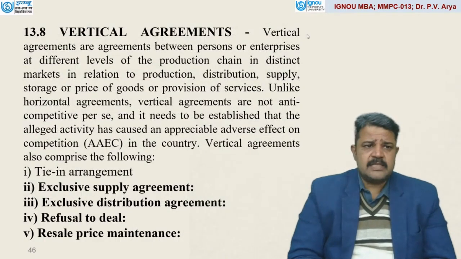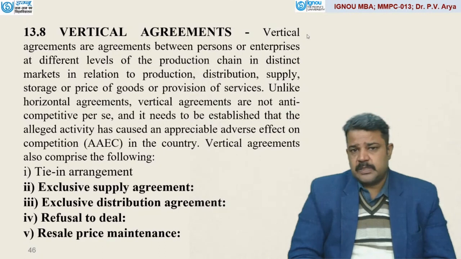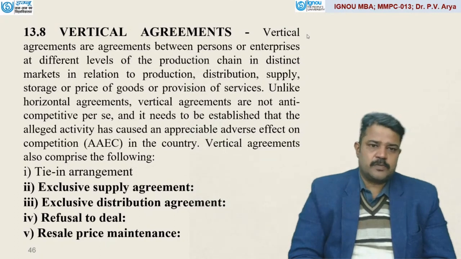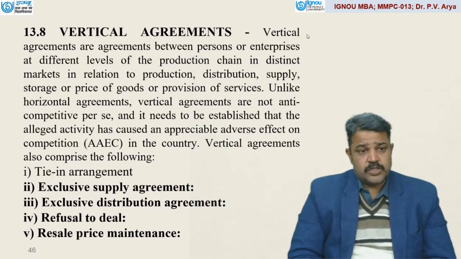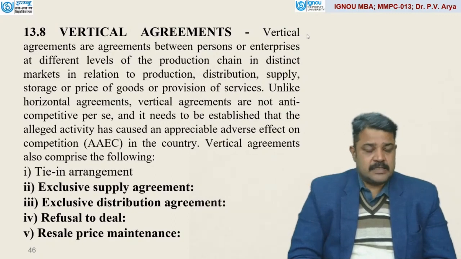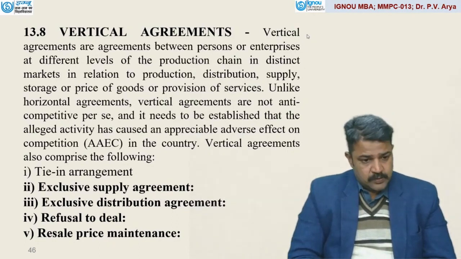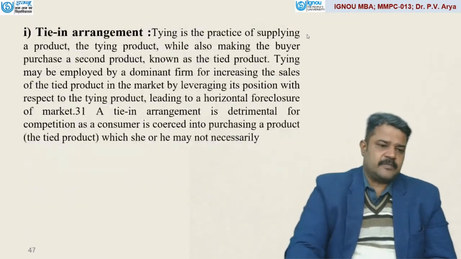And then there are vertical agreements. Vertical agreements are agreements between persons and enterprises at different levels of the production chain in distinct markets in relation to production, distribution, supply, storage or price of goods or provision of services. Unlike horizontal agreements, vertical agreements are not anti-competitive per se, and it needs to be established that the alleged activity has caused an appreciable adverse effect on competition in the country. Vertical agreements also comprise tie-in agreement, exclusive supply agreement, exclusive distribution agreement, refusal to deal, and resale price maintenance.